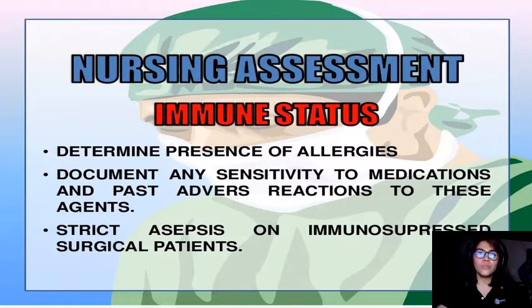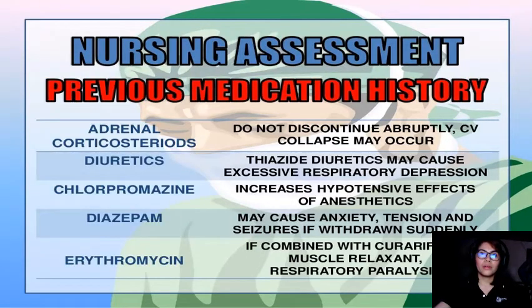And then, you have to have strict asepsis on immunosuppressed surgical patients. Strict asepsis is good because if the patients are immunosuppressed, they are more prone to infection. So, previous medication history. For example, adrenal corticosteroids: do not discontinue abruptly. Cardiovascular collapse may occur. Again, this is not your responsibility, but the responsibility of the doctor.